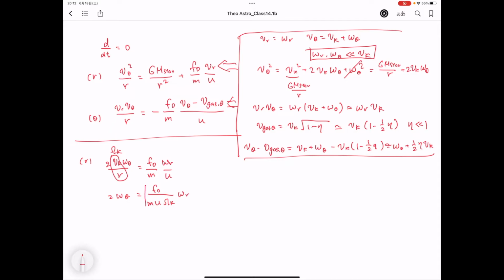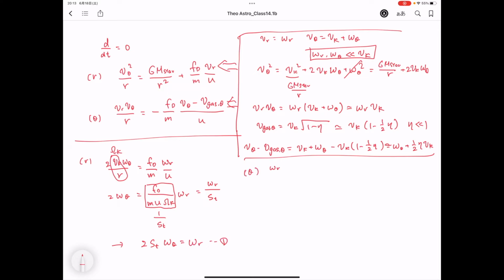Then if you introduce the Stokes number, this is equal to 1 over St. Then this becomes w_r over St. So from this equation, you can find 2 St w theta equals w_r. This is the first equation.